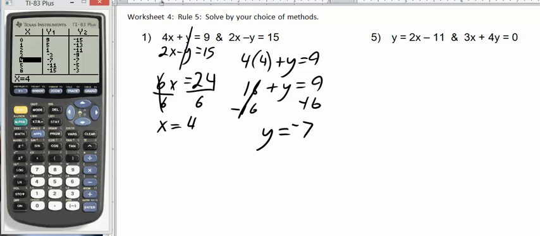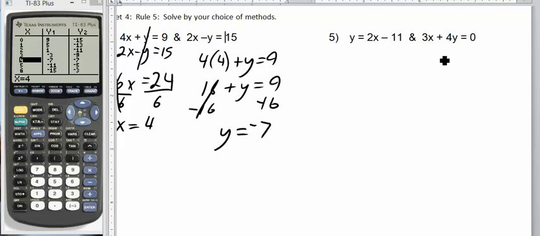All right, over on the other side. Move this over a bit. This one is in y equals, and this one is in standard. So unless you're going to solve for y and use the calculator, which you can do, you would use substitution. So since this is solved for y, we're going to take this and put it where the y is, in parentheses. So we have 3x plus 4 times 2x minus 11 equals 0.